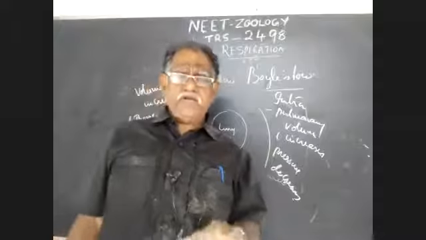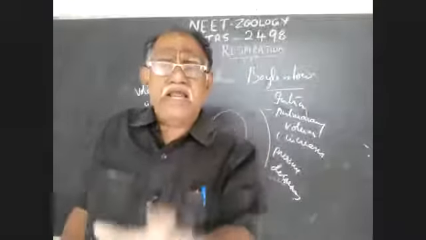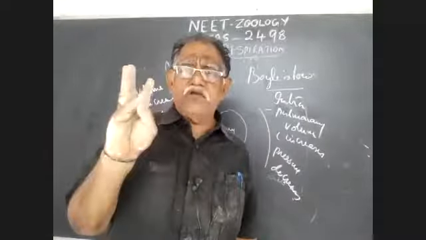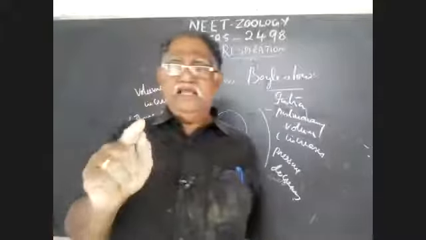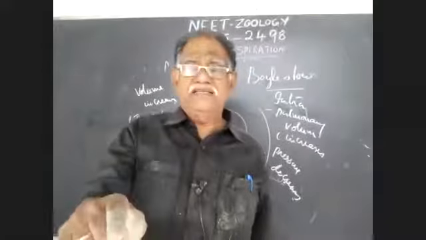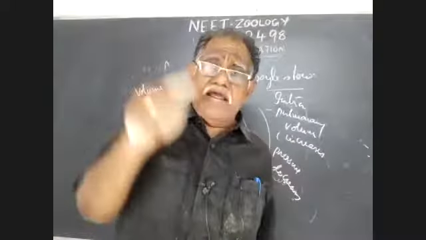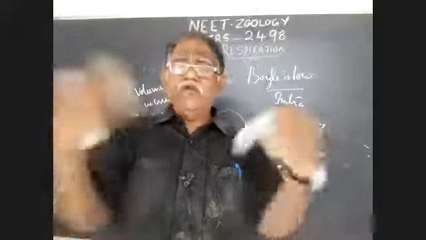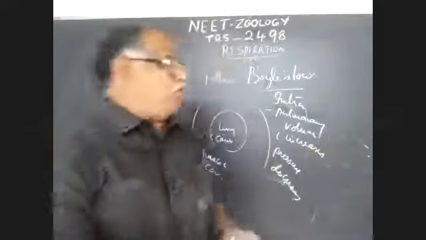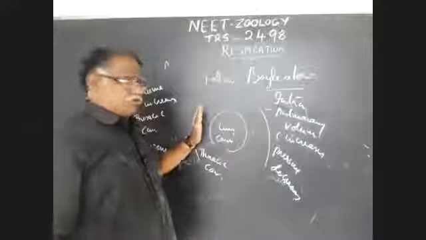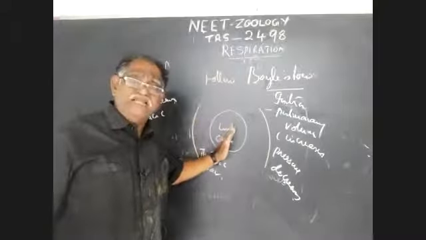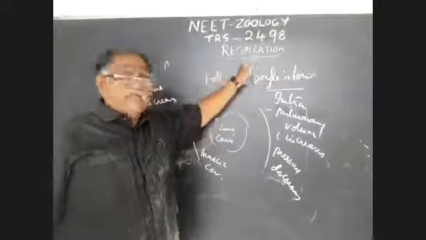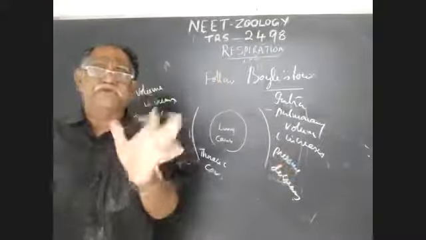What are the important physical processes that occur in inspiration? First point, in inspiration, thoracic cavity volume increases and intrapulmonary volume increases, so the pressure decreases. Volume increases, pressure decreases. Since pressure decreases, air enters into the lungs. That is the process in inspiration.